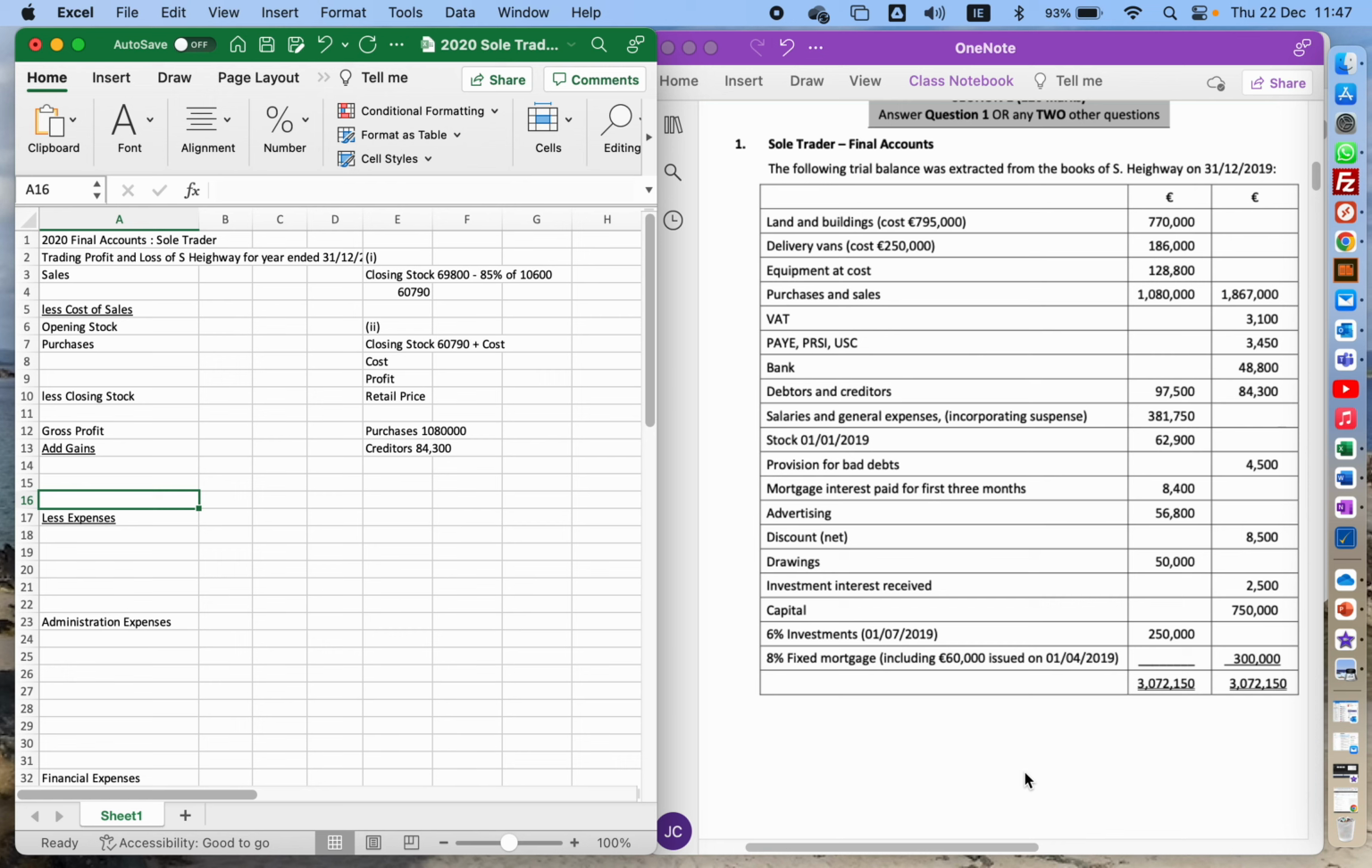Sole trader for the 2020 account. And as I would have said to you before, first thing we do is lay out our blank document and put as much information as you possibly can into it.